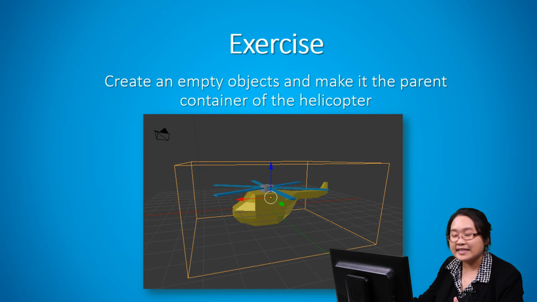Before we go to the next step, let's try to do this little exercise. I would like you to create a box empty object that covers the whole helicopter. And then I would like you to parent the helicopter to the box. So the box will be the parent while the helicopter will be its child.